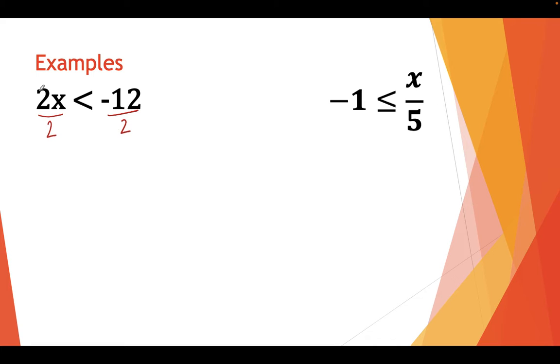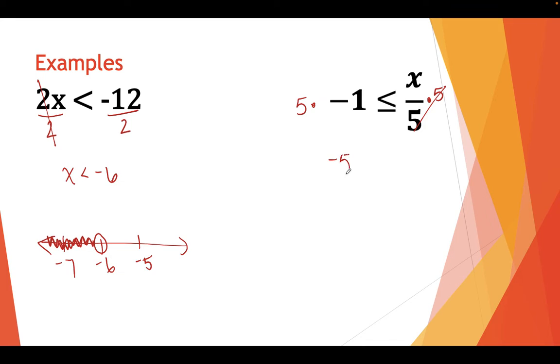First, in this example, I would divide by 2 on both sides, which would give me an answer of x is less than -6. My number line would give me an open circle on the number -6 and shading to the left of -6. In the second example, I would multiply both sides by 5, giving me -5 is less than or equal to x, or x is greater than or equal to -5. This number line would have a closed circle on the -5 and shading to the right.